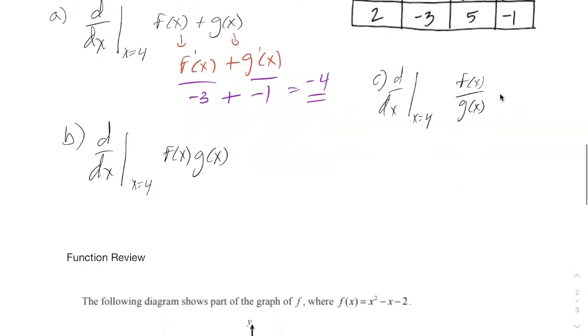Okay. Right here. Now this one's a little different. It's f of x times g of x. So that's the product rule. So you gotta remember how to do the product rule.